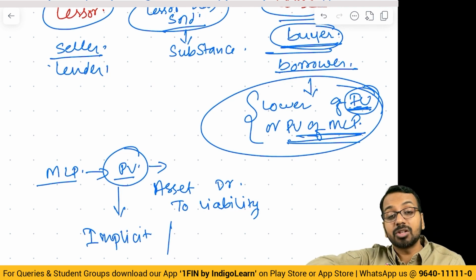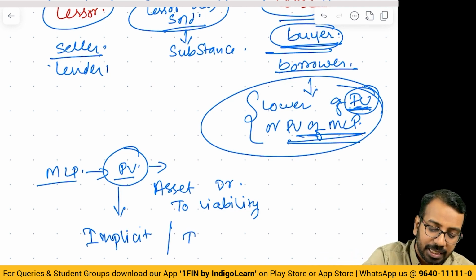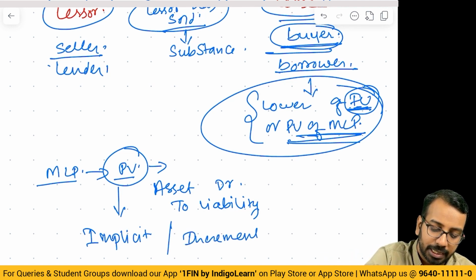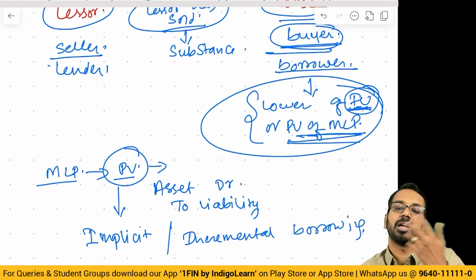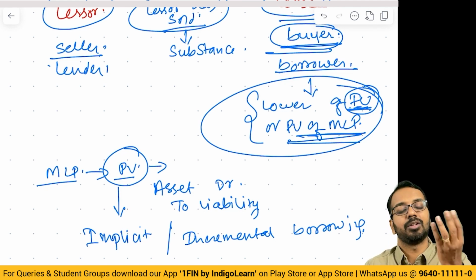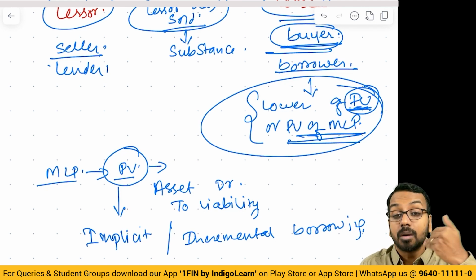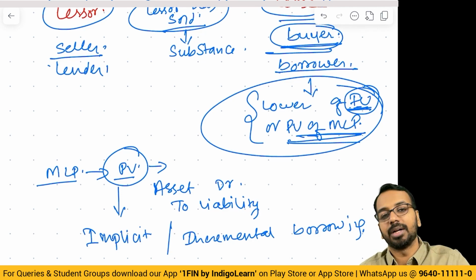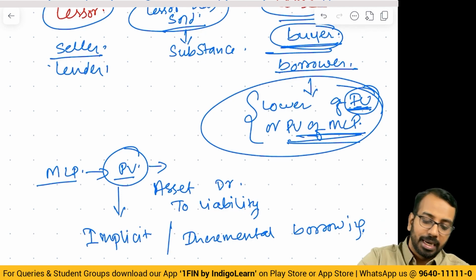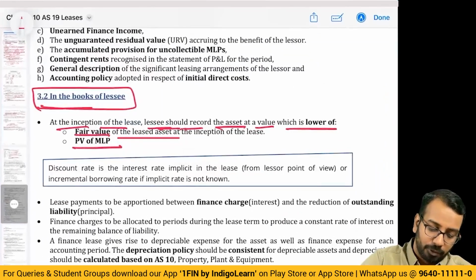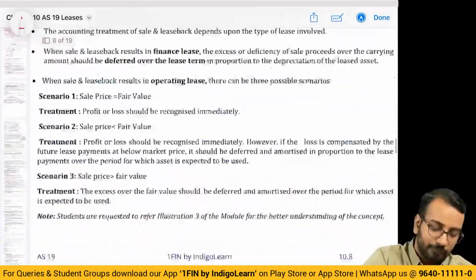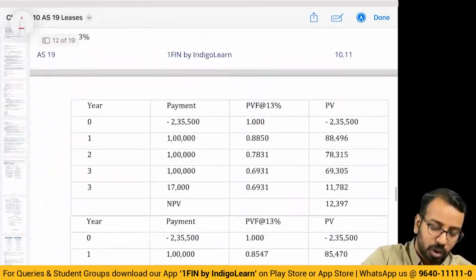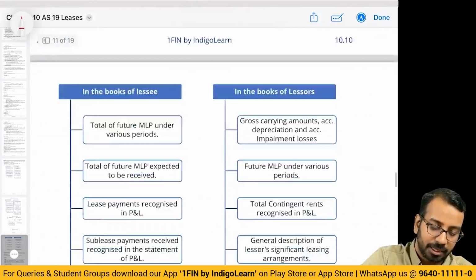If implicit rate is not available, then we will take incremental borrowing rate. Don't learn this as lower of 2 or higher of 2. If implicit rate is there, use the implicit rate. If implicit rate is not there, the second preference is incremental borrowing. Okay. Now, with this understanding, we'll have a look at a question itself so that we are able to solve it and understand it easily.